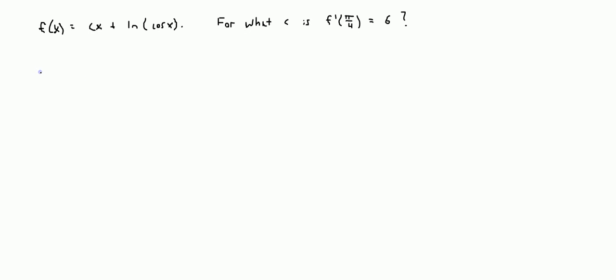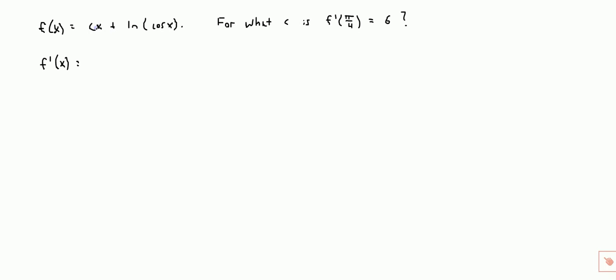In this problem, we have f of x equals c times x plus ln of cosine x. And we want to find for what value c is f prime of pi over 4 equal to 6. So they're asking us about the derivative, so let's take the derivative. Right, so f prime of x.